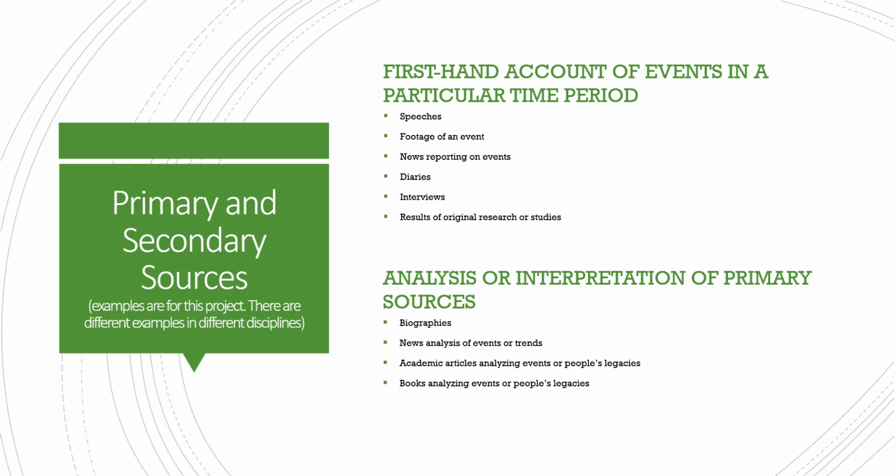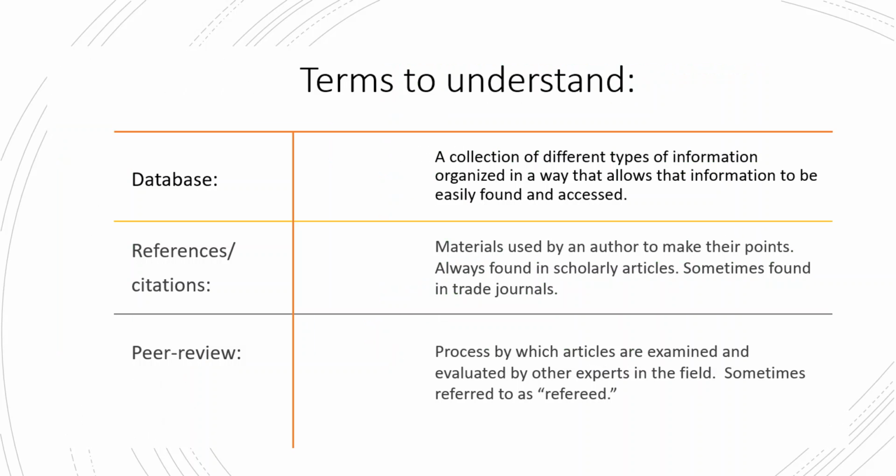And then the scholarly side of things are academic articles that analyze things. So these are just articles in academic journals that are doing similar things to what news analysis does, but with a more specific academic focus. And books also can do that, the same as academic articles can.